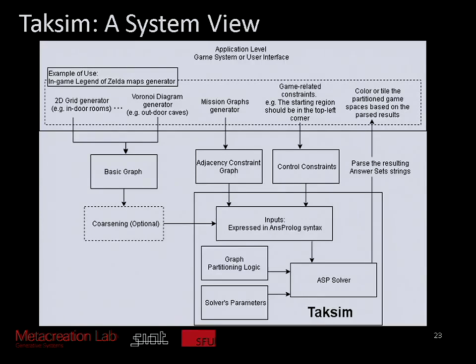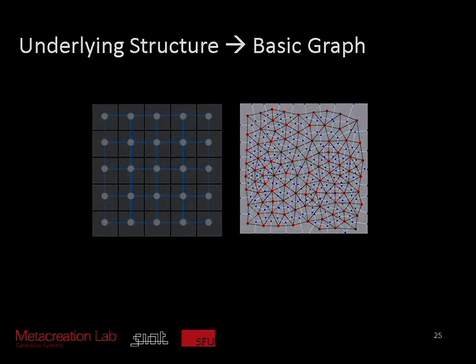What I will do now is give a kind of system view of Taksim. On the top level is the application level. It could be the actual in-game system or a user interface that the designer is using. The first part of it is where you provide the underlying structure and the basic graph, which could be generated like this, but it could also be manually designed. So the designer might be drawing the actual level by hand, and as long as it has a graph structure, then Taksim can still work with it.